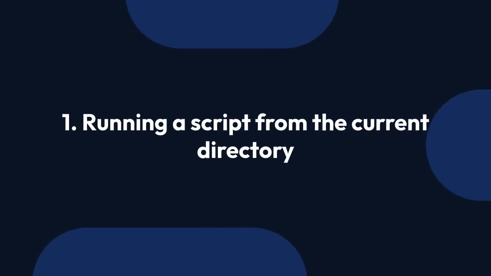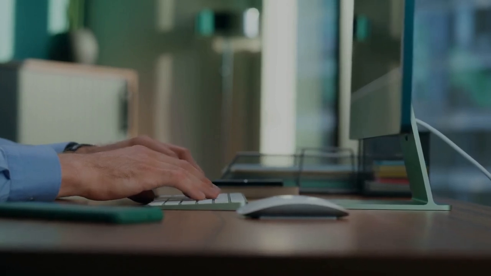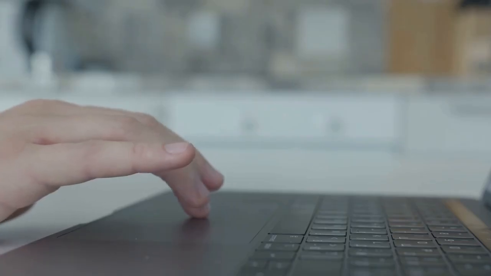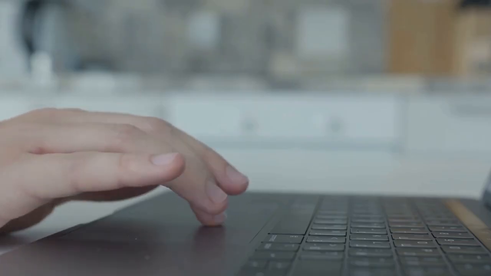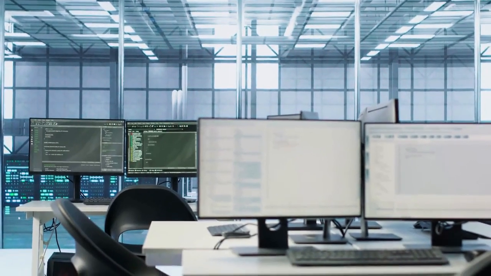1. Running a script from the current directory. If your PowerShell script, let's say it's named myscript.ps1, is in the same directory where you're opening your command prompt or PowerShell window, running it is straightforward. Simply type .\myscript.ps1 and press enter. The .\ tells PowerShell to look for the script in the current directory. If you forget this, you might get an error saying the script couldn't be found.